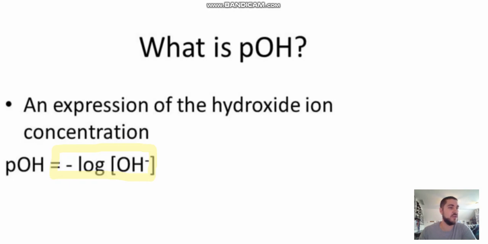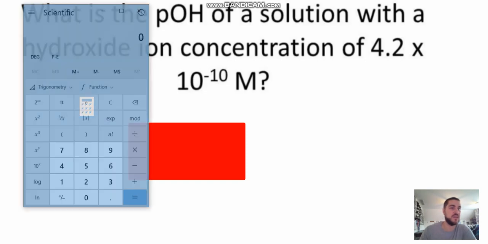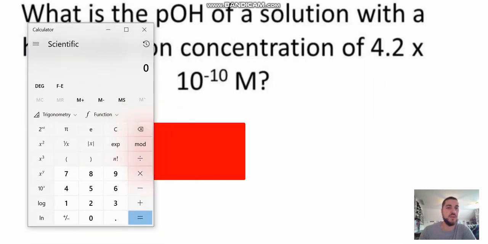But let's look at a really simple example. Here we have a question that says, what is the pOH of a solution with a hydroxide ion concentration of 4.2 times 10 to the negative 10th molar? Again, we could plug this into our calculator pretty easily. This time I will have 9 zeros, so I would have 0.0000000. You've got to be careful when you punch in all of these zeros, because if you miss one or add an extra one, it's going to mess up your answer entirely.